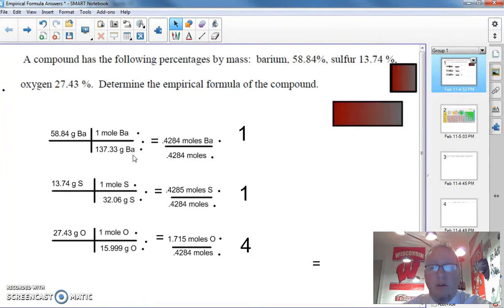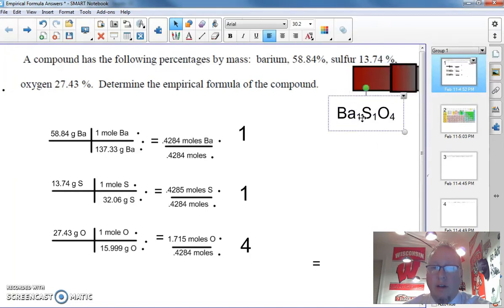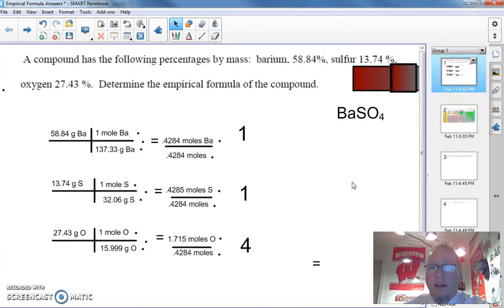Therefore, when I'm writing the empirical formula, it's barium 1, sulfur 1, oxygen 4. So it would look a little something like that when I was all done. You actually do not need to have the ones there, so technically you would probably want to write it like that. It's not necessarily wrong to have the ones there, but nobody would really truly write the ones there.